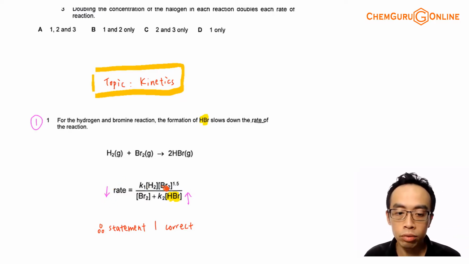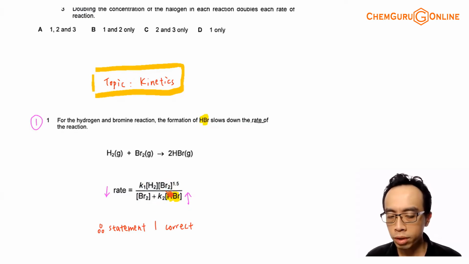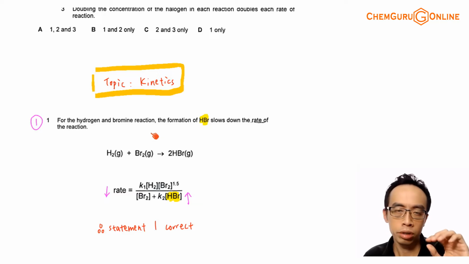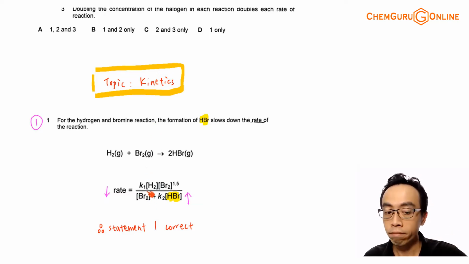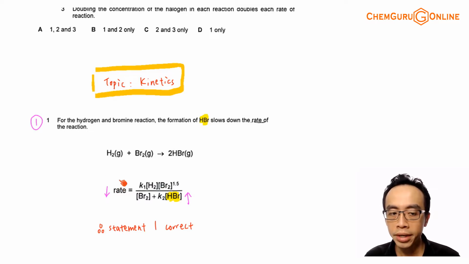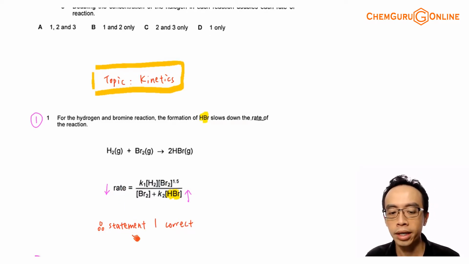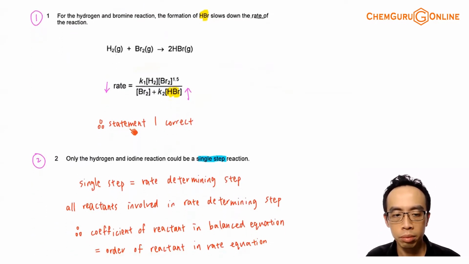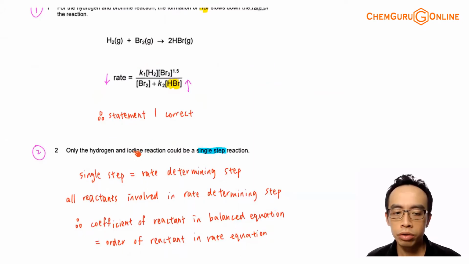So we actually don't really need to care so much about the other terms and what they represent, because really it is very, very complicated. We just apply whatever is mentioned in the option and deduce it accordingly. So statement number 1 is true. An increase in concentration of HBr will cause a slowdown in the rate of reaction. Statement number 1 is correct. Now moving on to statement number 2. Statement number 2: only the hydrogen and iodine reaction could be a single-step reaction.